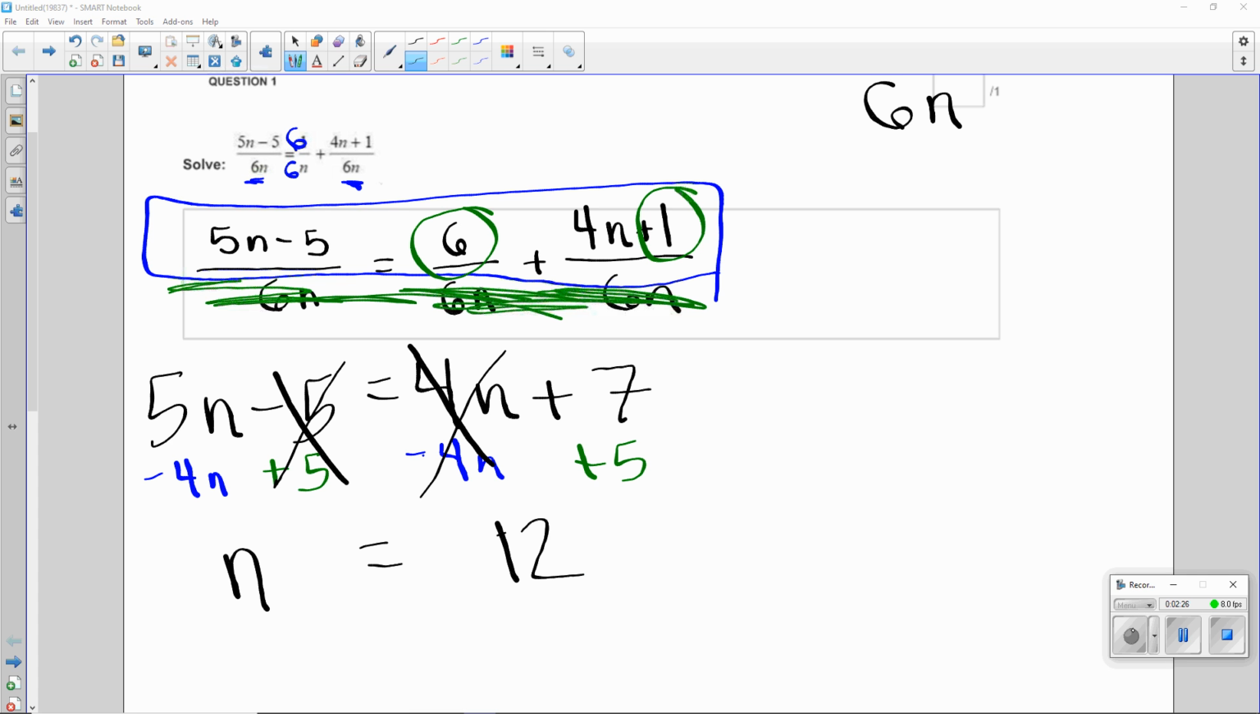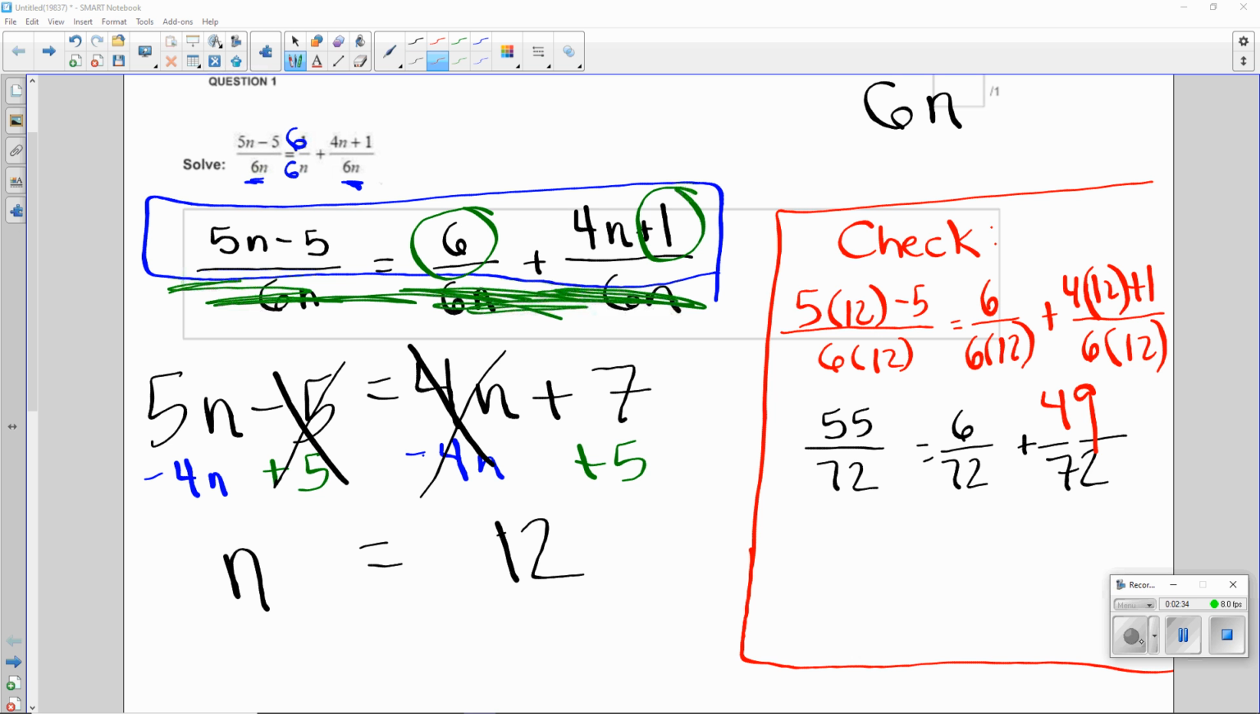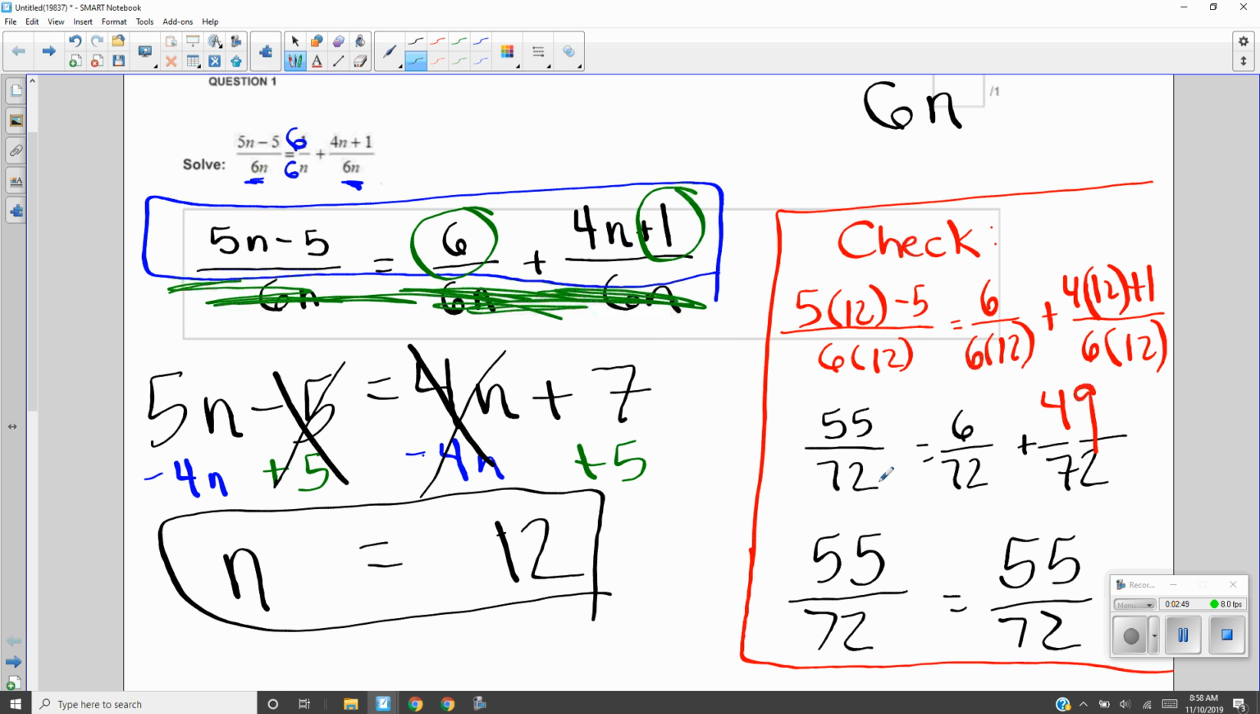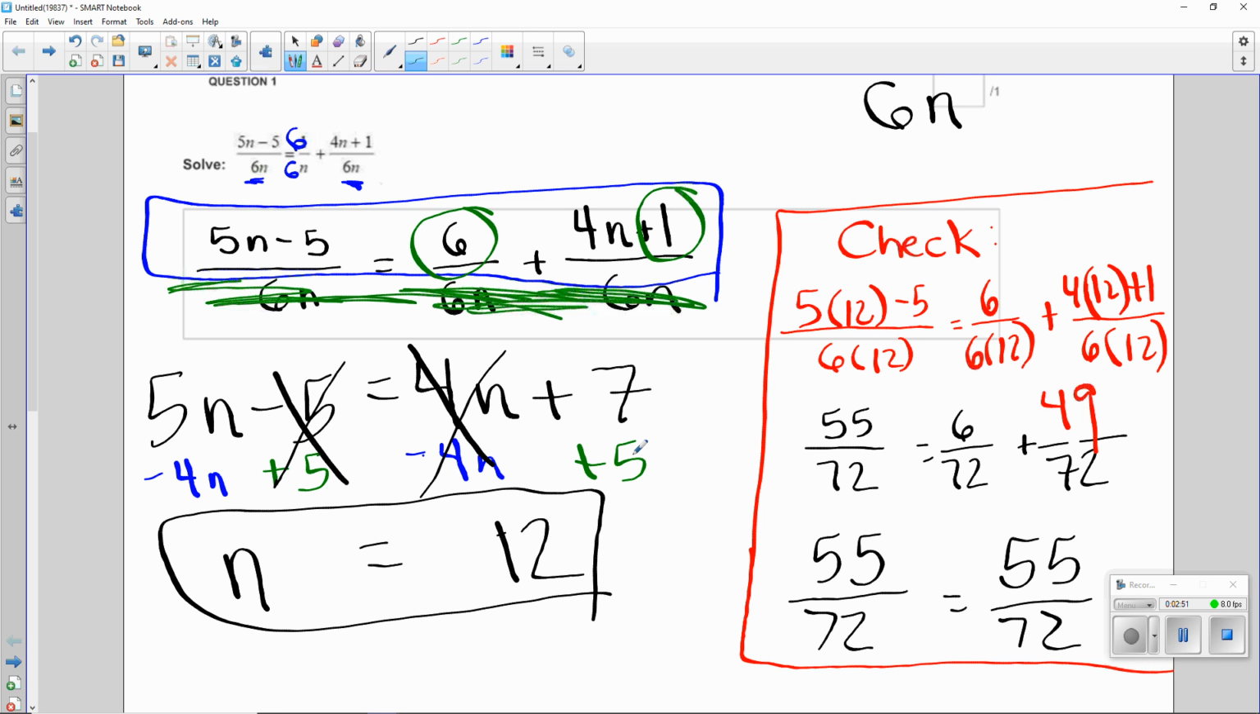Remember, you always want to check your answers. You want to take 12 and substitute it back in for n in the original problem and see if it pans out. So here's the check work. As you can see, you end up with 55 over 72 equals 55 over 72. So 12 is not an extraneous solution, or excluded value is sometimes what they call it as well.